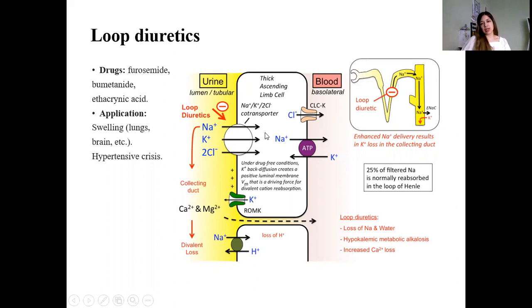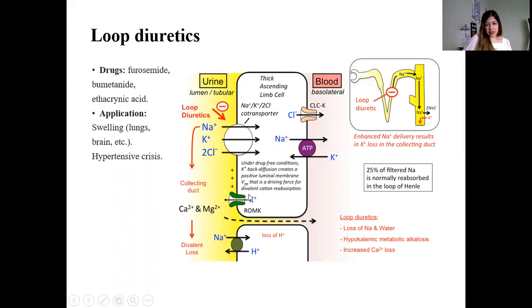Yes. So what happens here? Under the drug-free conditions, potassium back diffusion creates a positive luminal membrane voltage that is a driving force for divalent cation reabsorption. So a lot of potassium comes here, and it stimulates the secretion of potassium for the outside of the cell. Here will be a lot of positive ions, and it will provide more reabsorption of, for example, negative ions, chlorine.